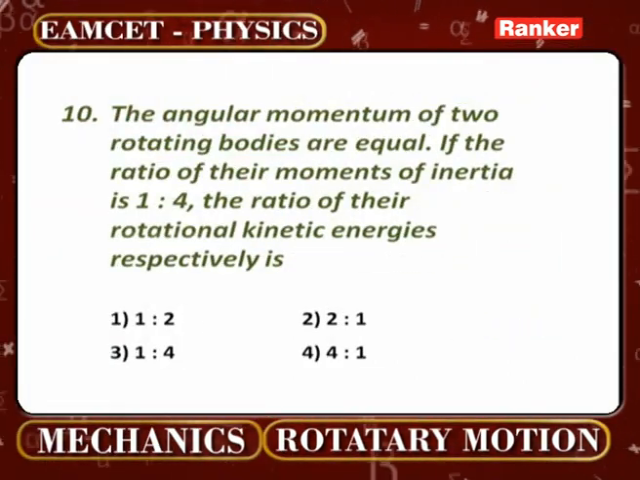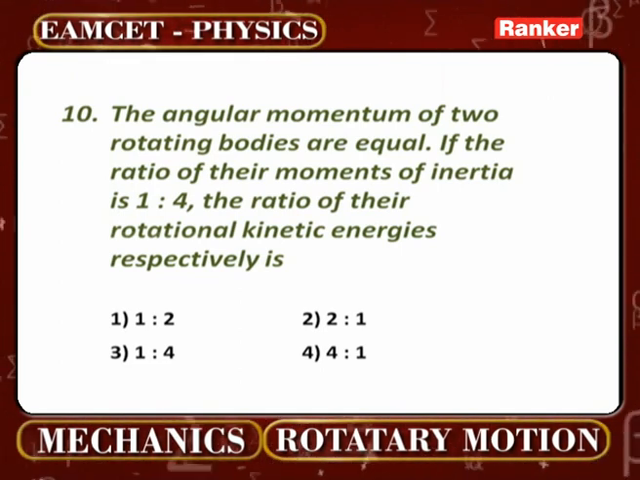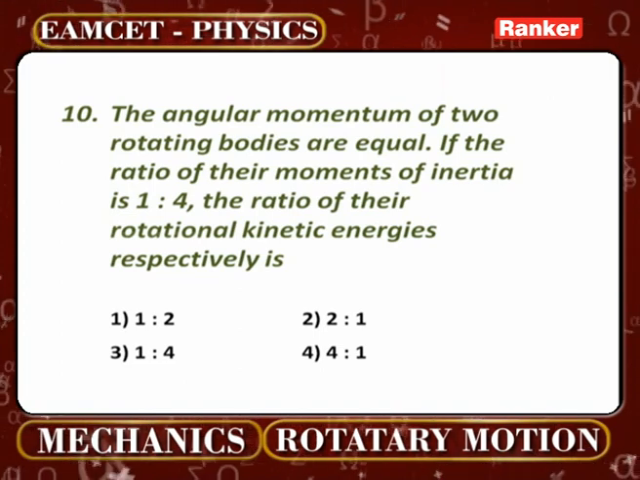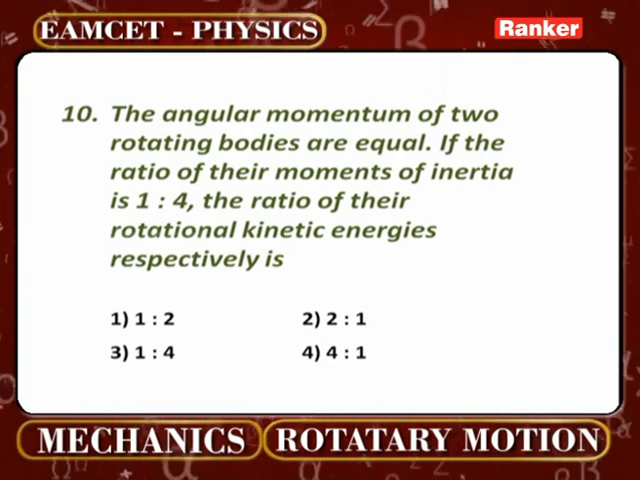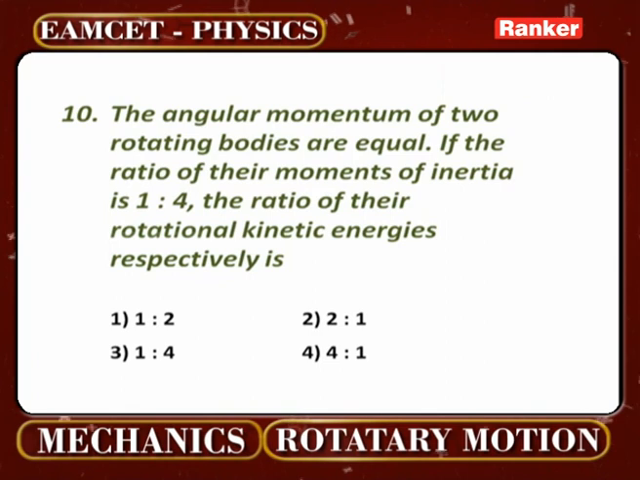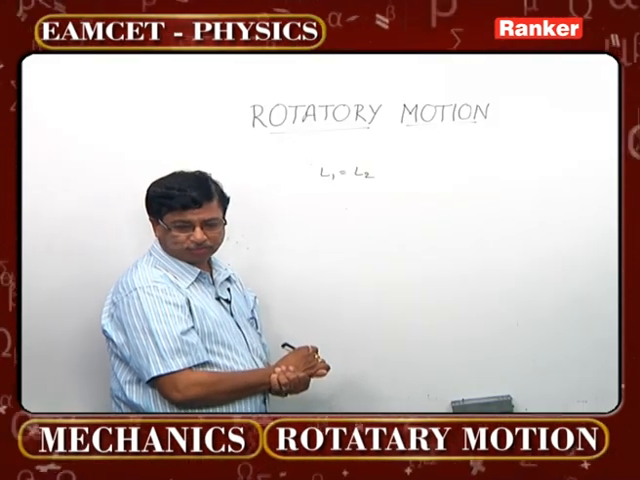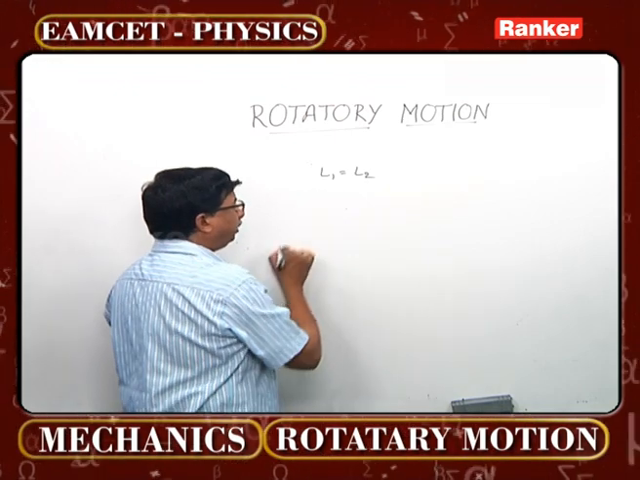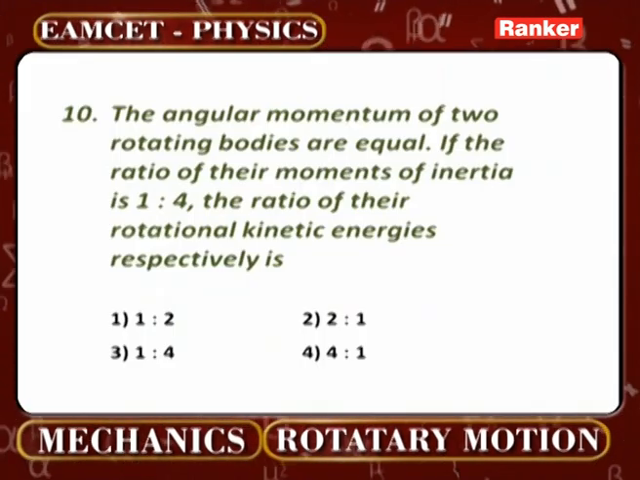Problem number 10. The angular momentum of two rotating bodies are equal. If the ratio of their moments of inertia is 1:4, the ratio of their rotational kinetic energies will be how much? That is the concept. Angular momentum is equal, that is the thing he has given. Two rotating bodies, L1 is equal to L2. Angular momenta are equal. Now, what is the ratio he is asking you? Ratio of kinetic energies he is asking.